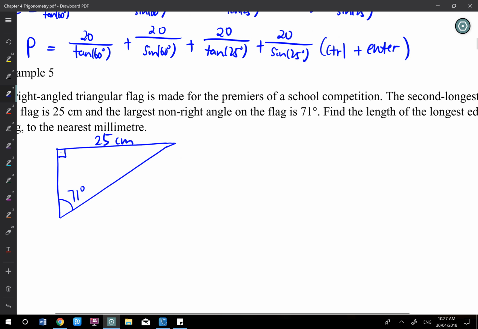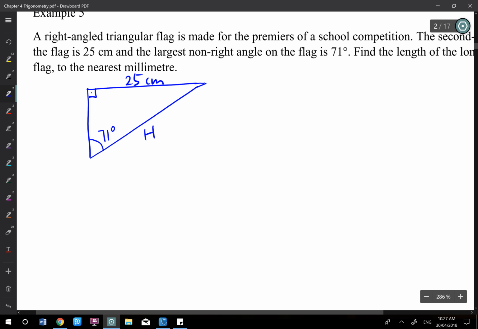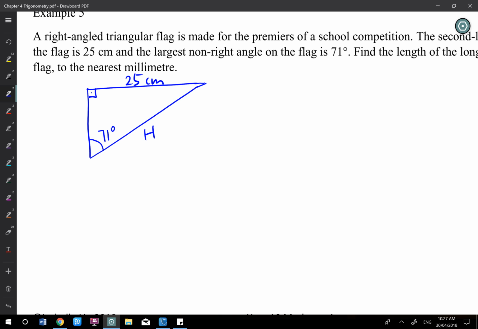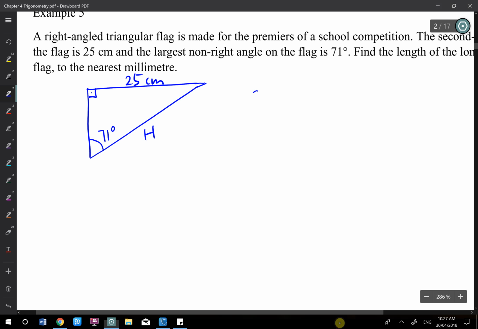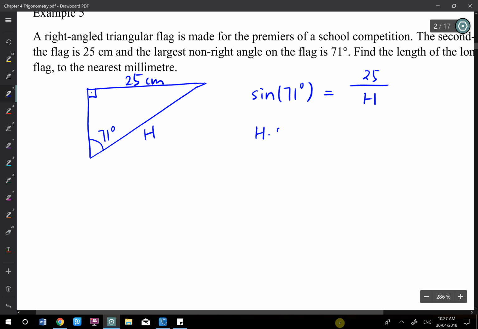And find the length of the longest edge to the nearest. Well, this is what we're looking for. Okay, hypotenuse is what we're looking for. So looking for the longest one. So what we have is sine 71 degrees equals 25 over h. Opposite over hypotenuse is the sine. So h times sine 71 degrees equals 25, and h equals 25 over sine 71 degrees.